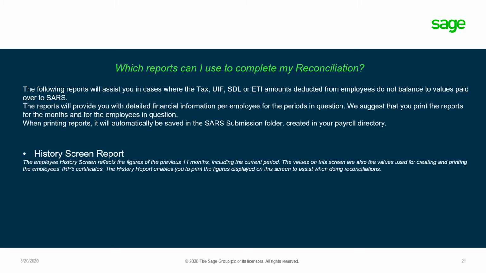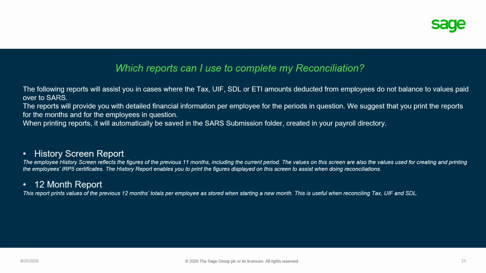The history screen report. The employee history screen reflects the figures of the previous 11 months, including the current period. The values on the screen are also values used for creating and printing the employee's IRP5 certificates. The history report enables you to print the figures displayed on the screen to assist when doing reconciliation.